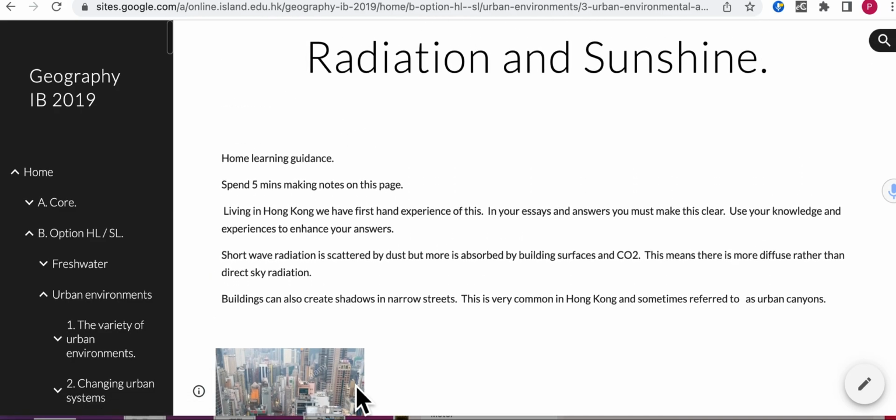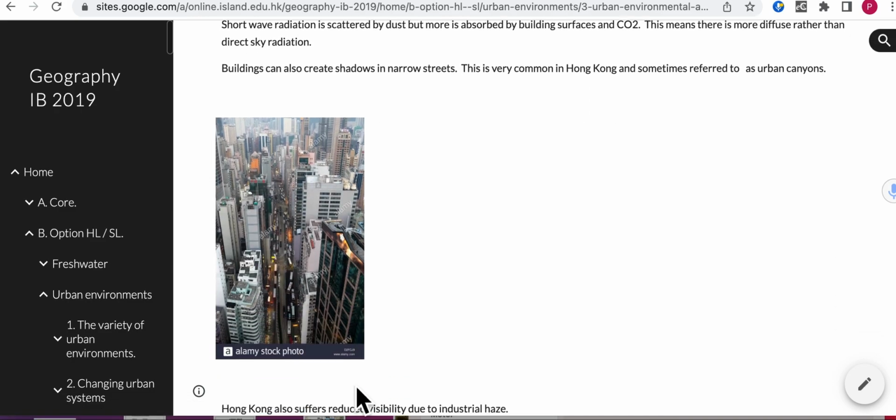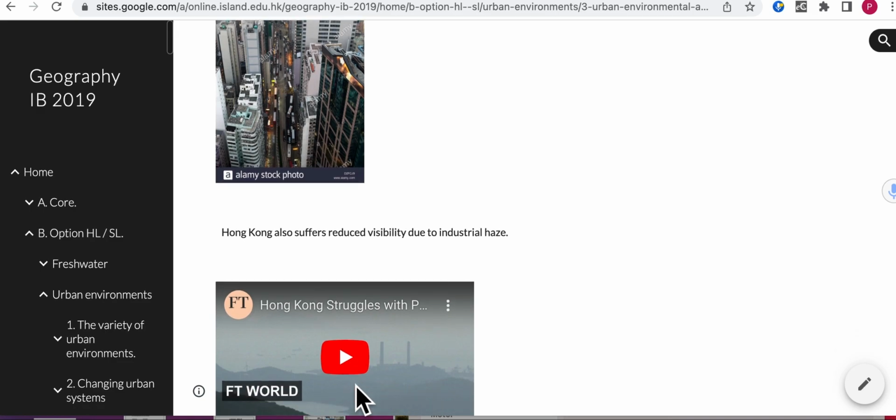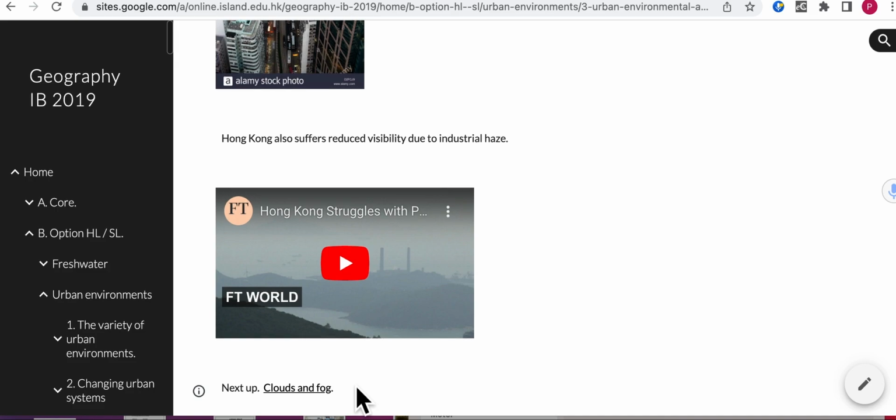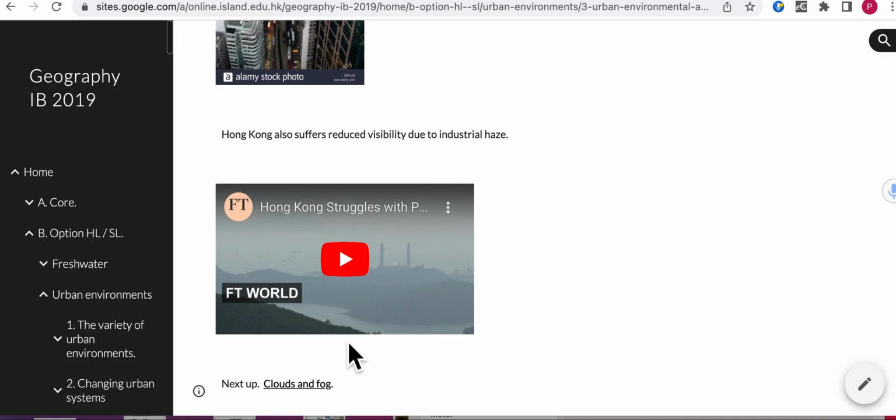So in the next video, we're going to go on to look at radiation and sunshine. We're going to be talking about the problem of urban canyons, which is particularly dominant in cities like Hong Kong. And we're also going to go on to think about the impacts that smog and pollution have on the balance of energy in urban environments when looking at their climates.